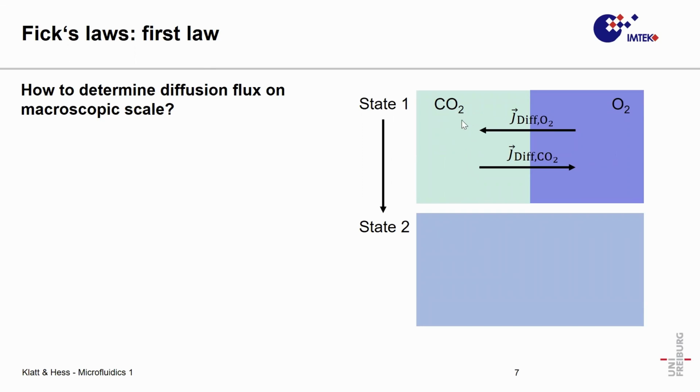And obviously, if it's a perfect mixture, the carbon dioxide has also moved in the right direction to fully fill the container equally. So how can we now determine these fluxes in opposite directions?